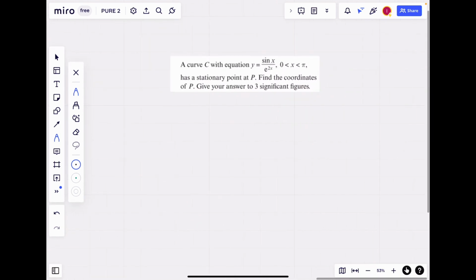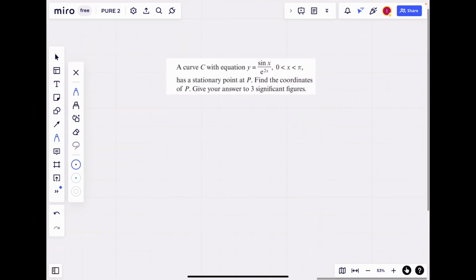One more question I want you to try. This one for me, please. Same thing as before. We're going to start by labeling u and v. So u we label as sine x. v we label as e to the power of 2x. du by dx therefore would be cos x. And dv by dx would be 2e to the power of 2x. Plug those into the quotient rule equation.